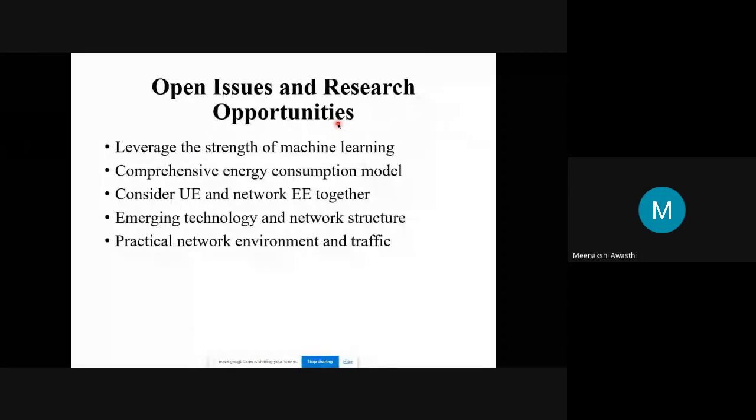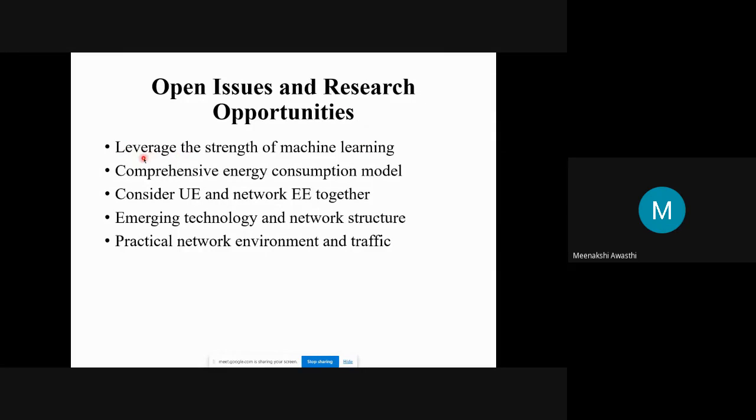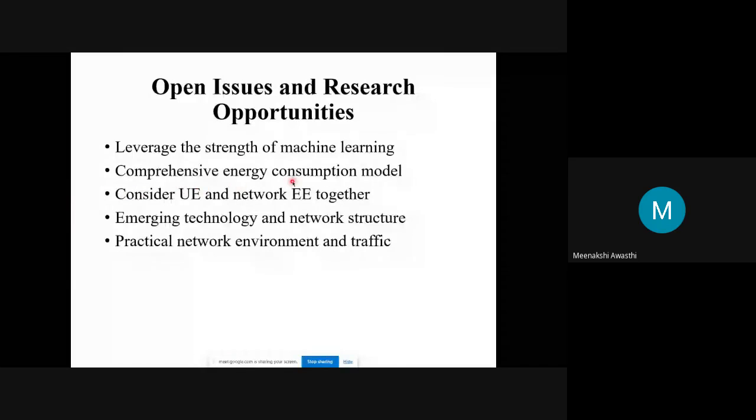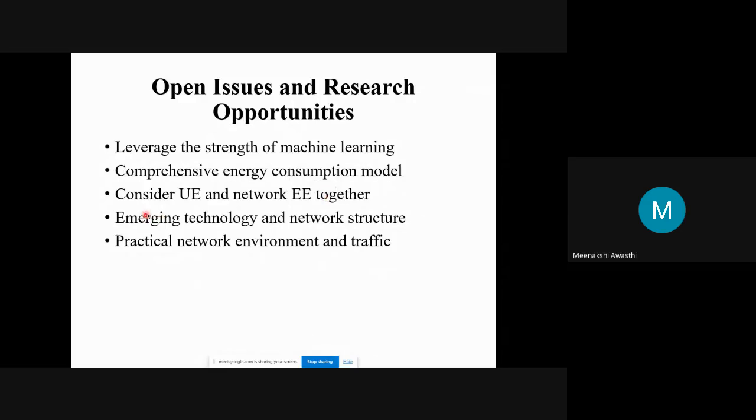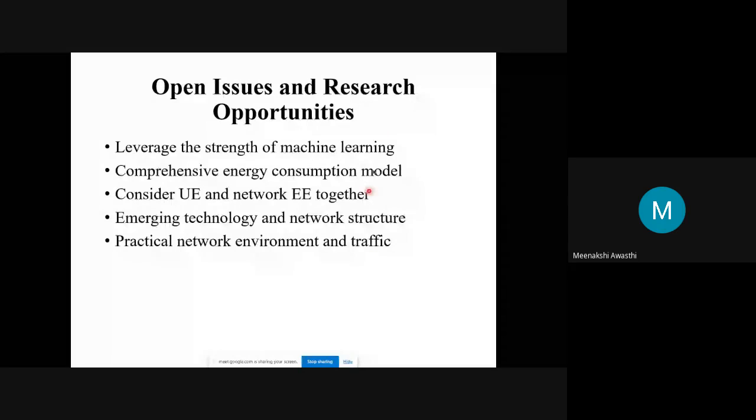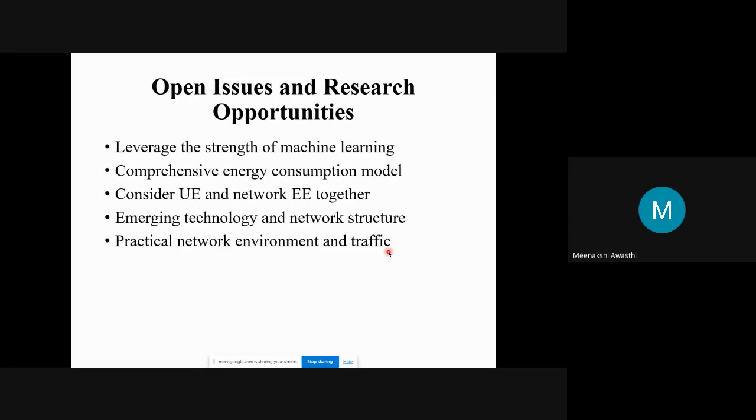So these are the few open issues and research opportunities. If you want to note it down: first is to leverage the strength of machine learning. Second is a comprehensive energy consumption model. Consider UE and network energy efficiency together. Emerging technology and network structure. Practical network environment and traffic. So these are the few open issues with energy efficiency improvement in 5G communication.